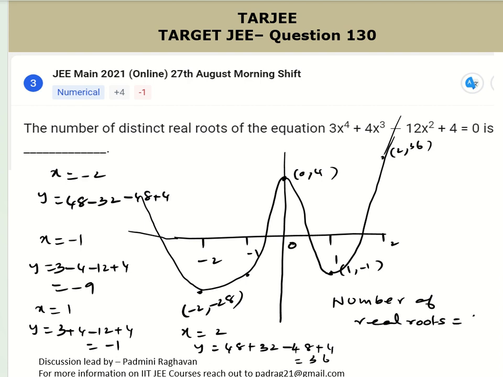This is slightly trickier in comparison to the previous question, where it was just one real root because the function was always an increasing function. And this is how we can use application of derivatives in understanding the number of roots of polynomial functions of higher degrees.